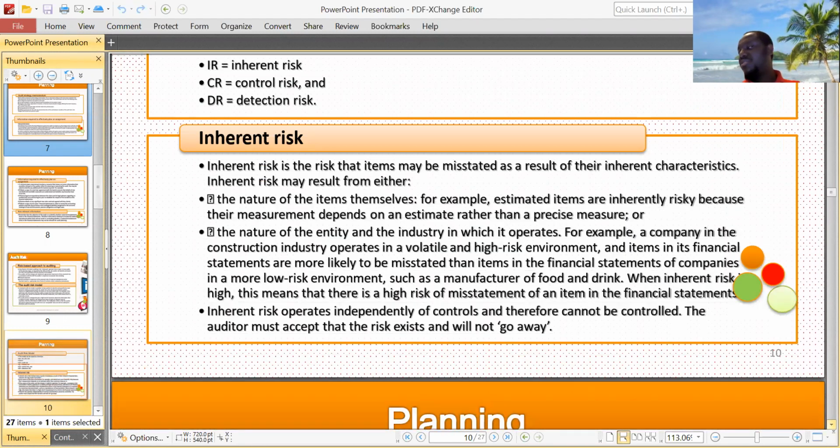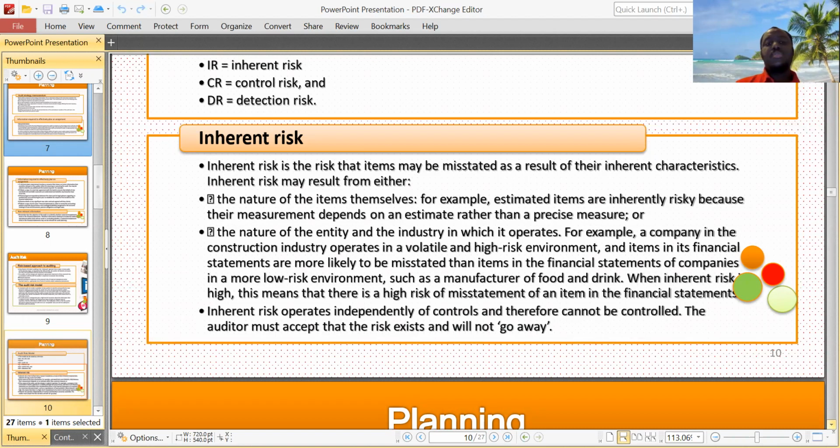Now, what is inherent risk? Inherent risk is the risk that items may be misstated as a result of their inherent characteristics. Because of the nature of the item, there's already a risk existing. So what does this mean, right?